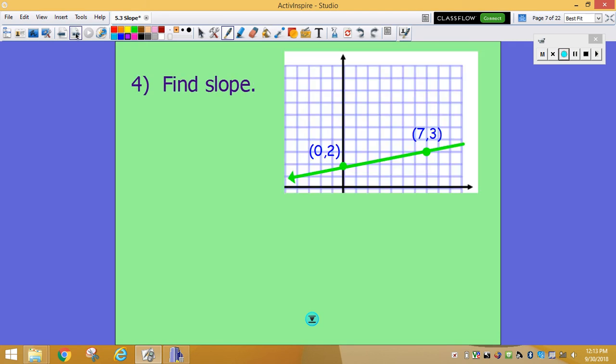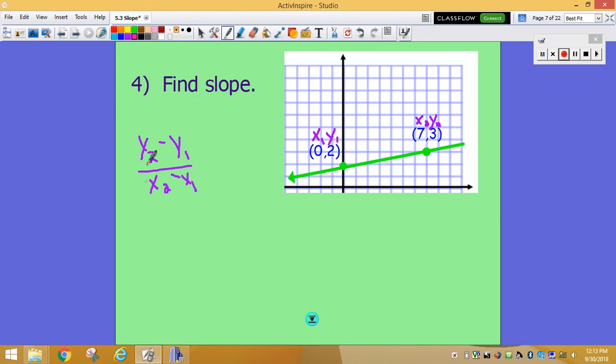Okay, what about like this? Look, they gave me a graph, but they also gave me the two ordered pairs on this graph. This ordered pair is at (0, 2). This ordered pair is at (7, 3). So it works the same way. I'm going to label this x and y, and this x and y. This one's going to get 1s. This one's going to get 2s. So again, my formula was y2 minus y1 over x2 minus x1.